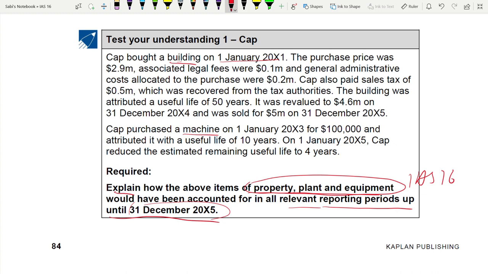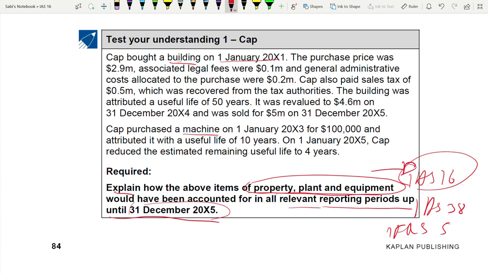But if the question was how the above things will be dealt with, first you have to understand which standard it is. Is it under IAS 16? Is it an intangible asset, then IAS 38? Or is it non-current assets held for sale, then it is IFRS 5. In this case, there is no doubt. It is IAS 16. The standard they will not give you; they will only give you terms like property, plant and equipment. The moment you read these three words, you know it is IAS 16. This is how you have to know it.